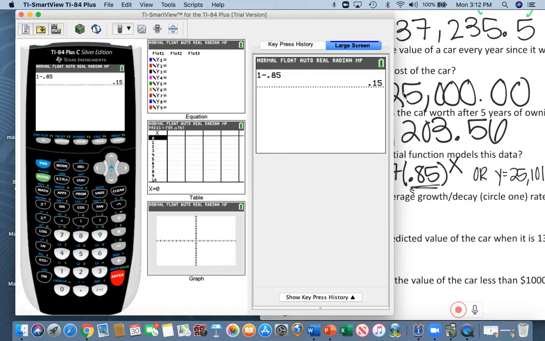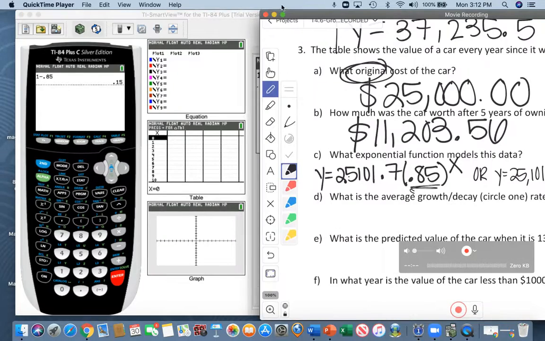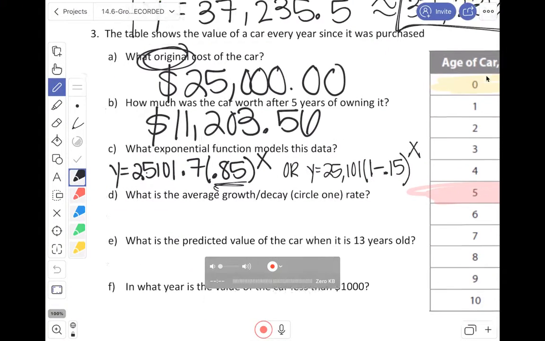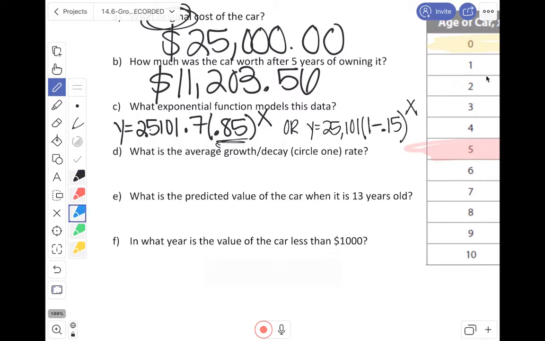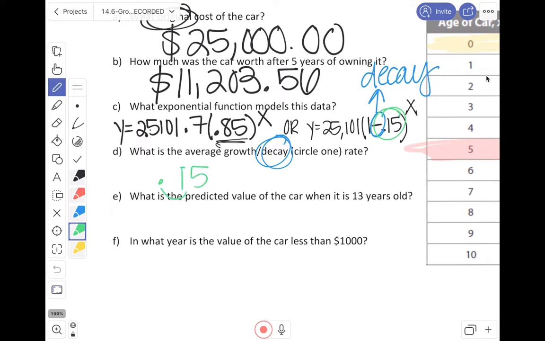It says, what is the average growth or decay rate? Well, again, I'm looking here. It's minus this time, so it's a decay. It's going down. My car is getting worth less and less every year I own it. And the rate is this, 0.15. And again, bring it over 2 times to get the percent. 15% is the rate.